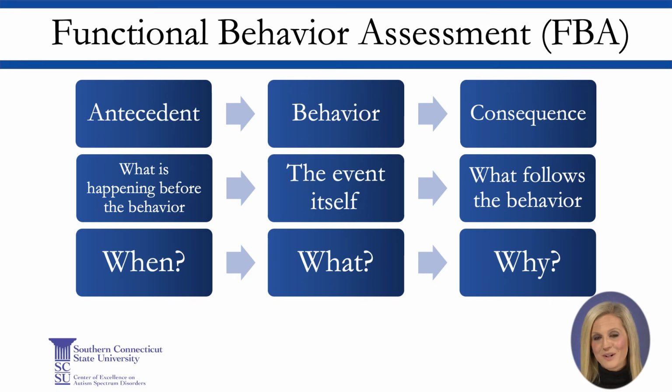So as promised, we are going to talk more about those antecedents, the behaviors, and the consequences. When we're analyzing these things, we are thinking about what we call the WHs of behavior, in other words, when behavior happens, what the behavior is, and why it continues to occur. So the antecedent column talks about when behavior occurs.